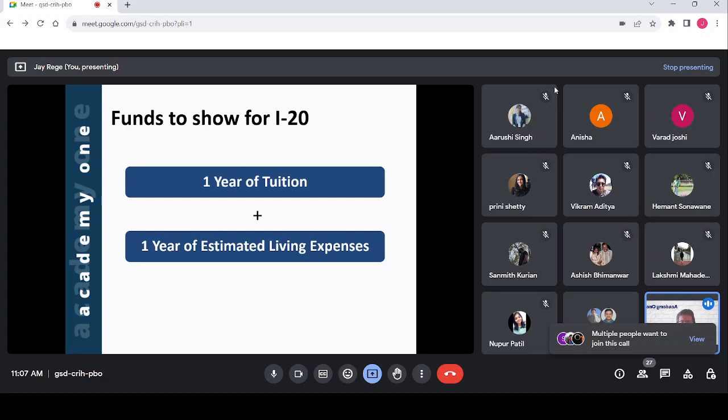Also, you need to show the funds only for the first year, that is, only the first year of tuition and the first year of living cost, to get the I-20. The universities will not ask you to show proof of second-year tuition or second-year living estimates. So this is the only thing you will have to show.